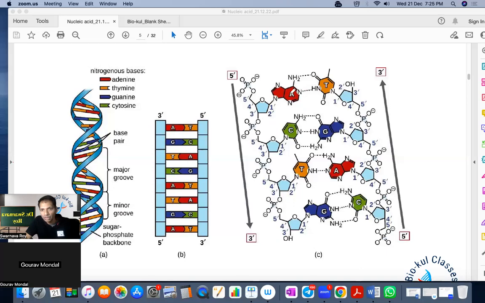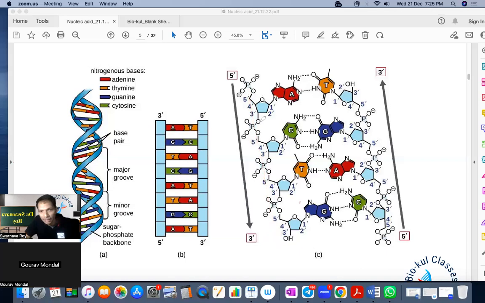So this sugar is bonded on one side with the nitrogenous base. The same sugar is bonded on the other side with the phosphate. So we have a nitrogenous base, a sugar, and a phosphate. This becomes one nucleotide. Again, the cytosine is bonded with a sugar and a phosphate, so this becomes another nucleotide. This is how we have one strand of DNA, which is a polynucleotide.